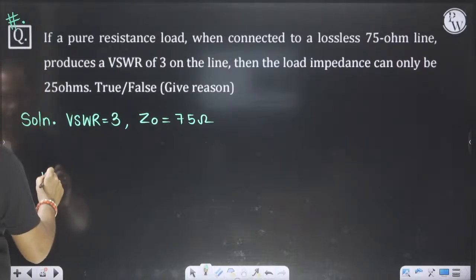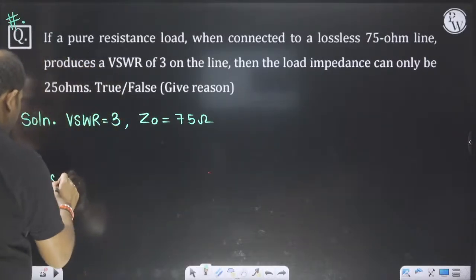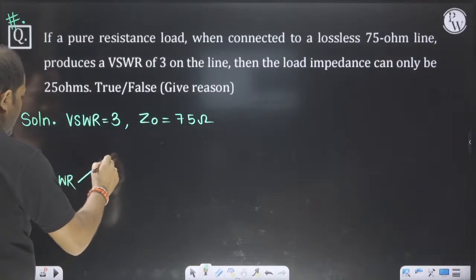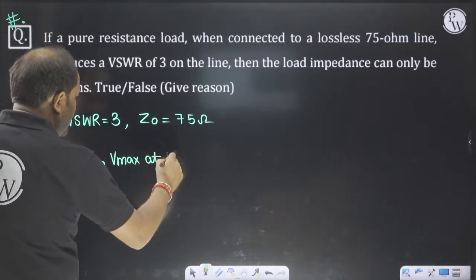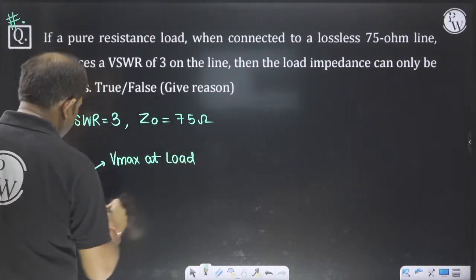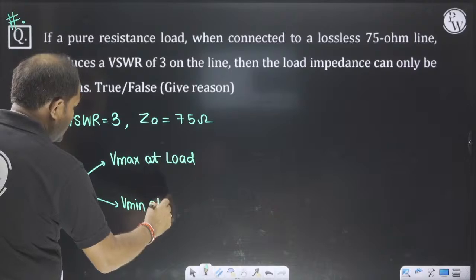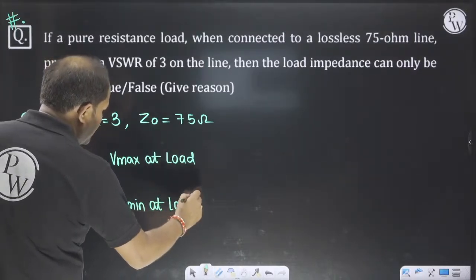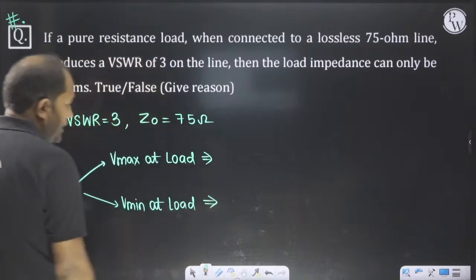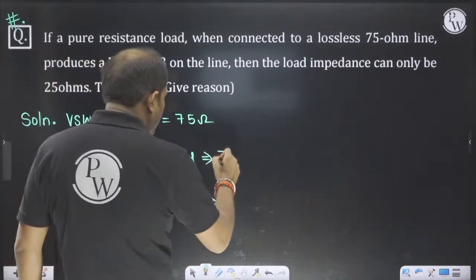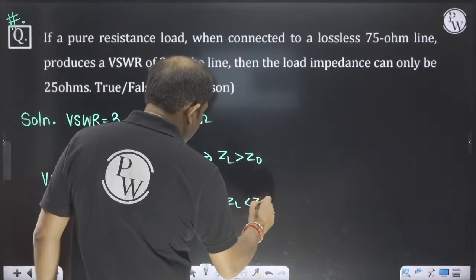Then if VSWR is 3, there are two cases. That means Vmax at load or Vmin at load. If Vmax at load, what will happen? And if Vmin at load, what will happen? If Vmax at load, ZL is greater than Z0. If Vmin at load, ZL is less than Z0.